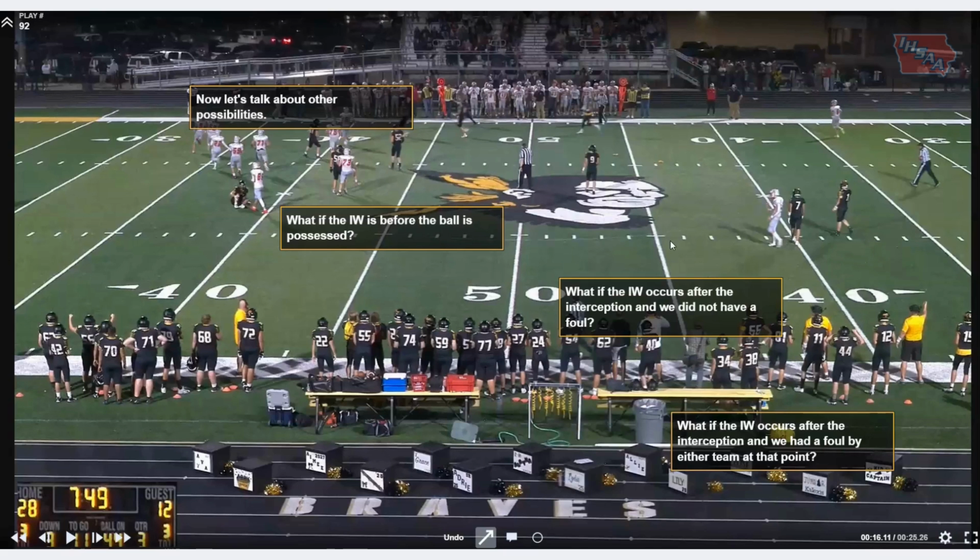the inadvertent whistle occurred. What if we had an inadvertent whistle after the interception and we had a foul by either team at that point? Well, again, we had an inadvertent whistle, okay? But we had a foul that occurred. Then again, we could enforce that foul. If the defense had the ball, they're now the team in possession. They would have the choice of either enforcing that penalty or declining that penalty, but they would get to keep the ball.